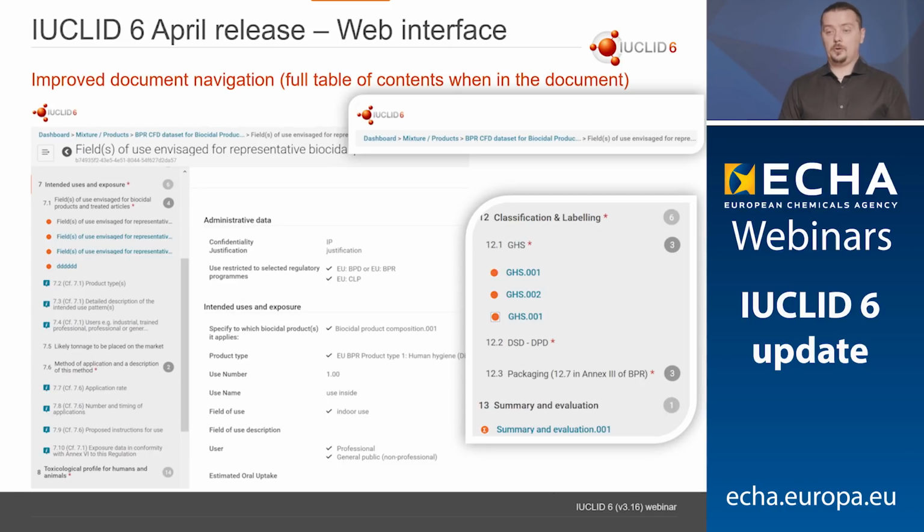If we go over to a set of improvements that we have implemented since the October release based on user feedback, I want to start with talking about the improved document navigation. So in the October release, when you opened up a document, you didn't have an easy navigational option to get to the rest of the content of your dataset. So this has now been changed.